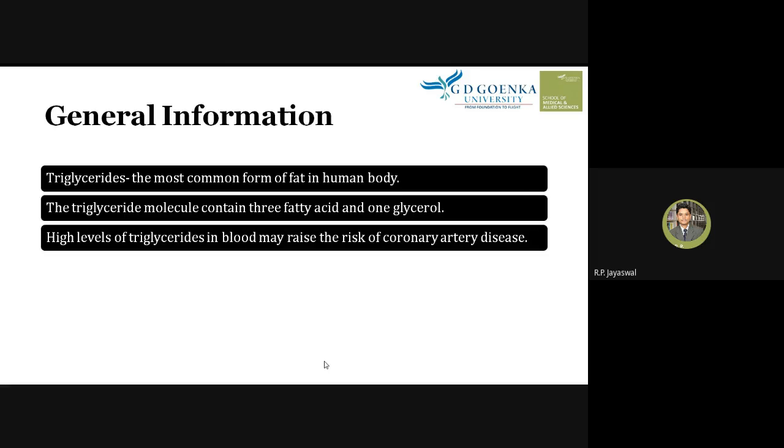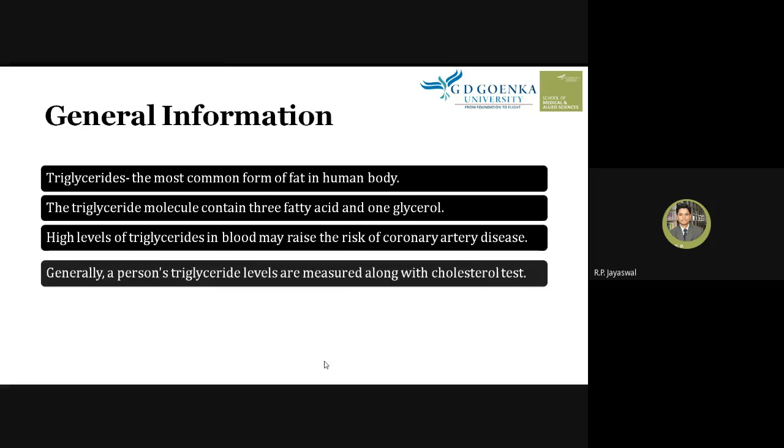High level of triglycerides in blood may raise the risk of coronary artery disease. Coronary artery is an artery that supplies blood to the heart. So there can be the risk of disease of the coronary artery, and when it is increased because of elevated level of triglycerides in the blood, then what happens? The coronary artery disease may lead to heart disease or heart attack.